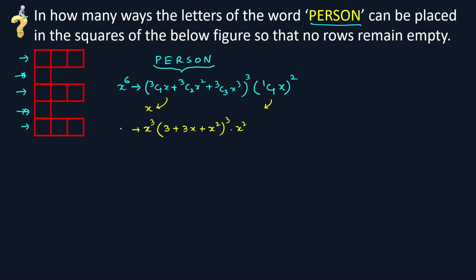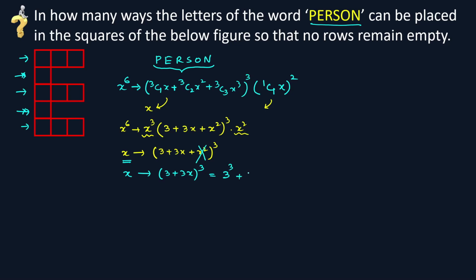So we have to find out the coefficient of x to the power 6 in this expansion, right? Now already you have x to the power 5. So basically I need the coefficient of x in the expansion of 3 plus 3x plus x square whole cube. Is it clear? Now since x square is there, but I need only the coefficient of x, so this I don't need. So we are only finding out the coefficient of x in the expansion of 3 plus 3x whole cube. Okay. So now if we expand this, what we are going to have?